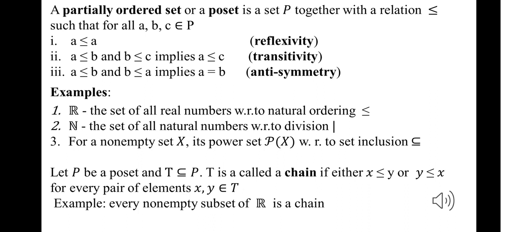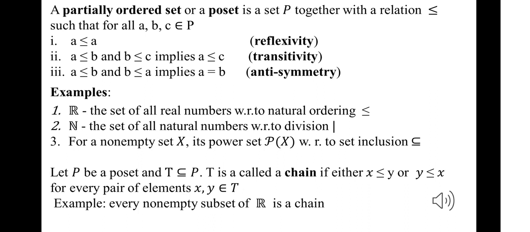The first example would be the set of all real numbers with respect to the natural ordering. That is, we say that two real numbers a and b satisfy the inequality a less than or equal to b whenever b minus a is non-negative. With respect to this relation, R forms a poset. Second example is, if we consider the set of all natural numbers with respect to division, it also forms a poset. And we can take any non-empty set X and consider its power set, that is P of X. It gives us a poset with respect to set inclusion relation.